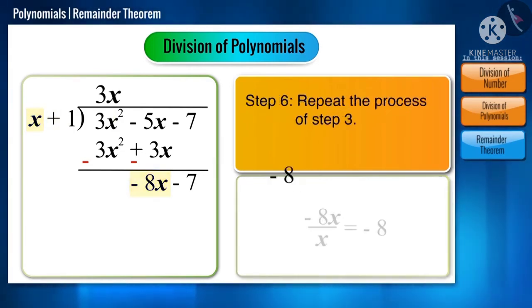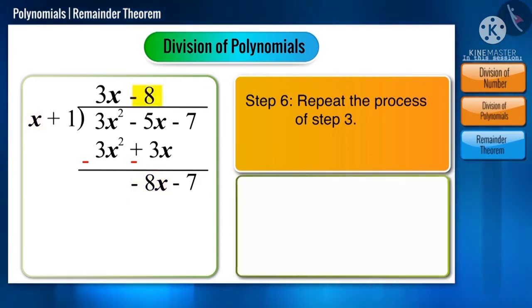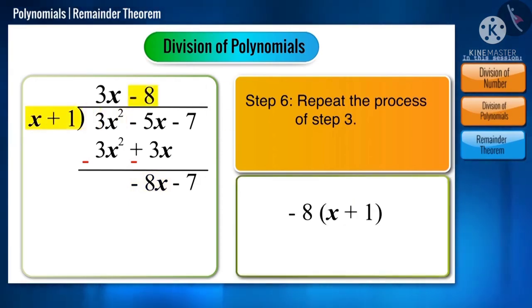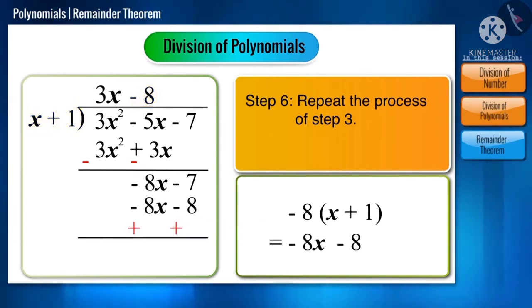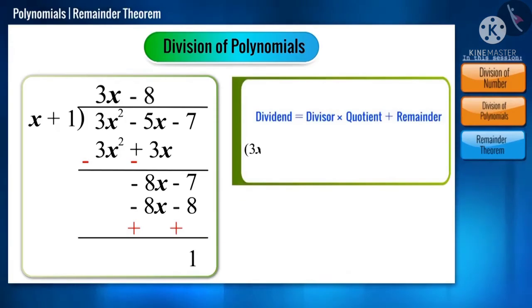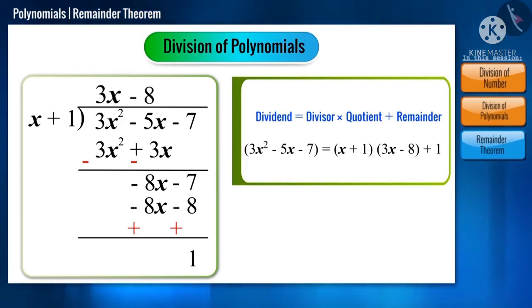Let's write minus 8 in the quotient place, and if we multiply it with all the terms of the divisor, we get minus 8x minus 8. When we subtract it, we are left with remainder 1. We can represent this division in the form of 3x squared minus 5x minus 7 is equal to x plus 1 times 3x minus 8 plus 1.